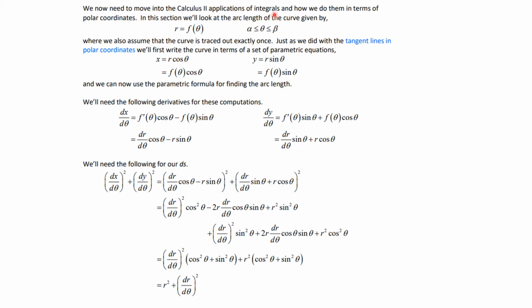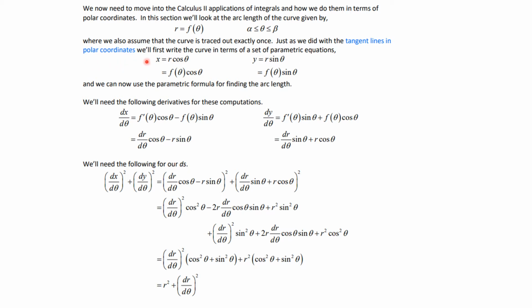So we're going to be talking about some more applications of calculus and integral calculus and how we do them in terms of polar coordinates. We're going to start out just like we did last time. We're going to assume, as we're looking at arc length, that r is equal to f of theta, and theta runs from alpha to beta. Now, we already said that this happens sometimes, not always, but that's our assumption here. And we also are going to assume, as we did in the arc length section, the curve is traced out exactly once, just as we did in previous sections.